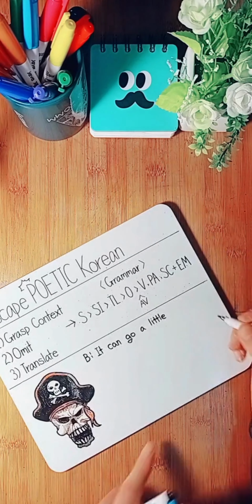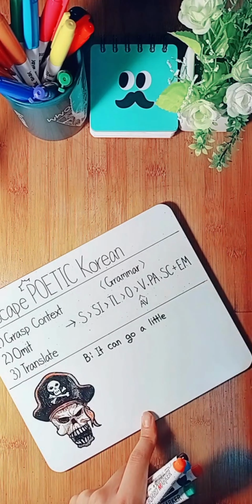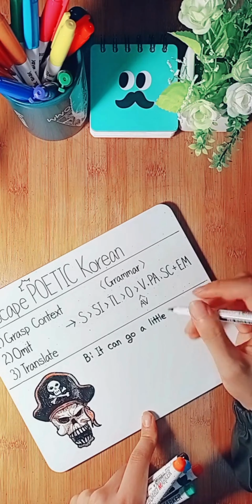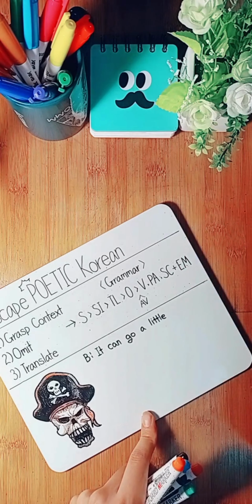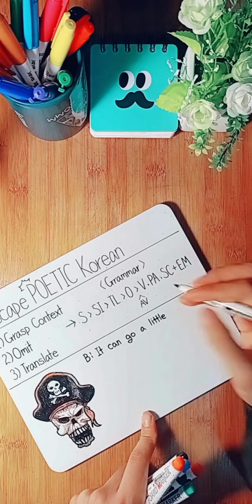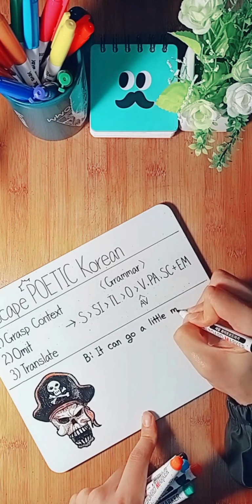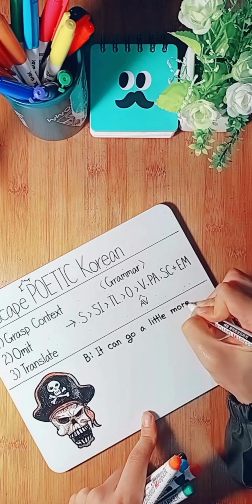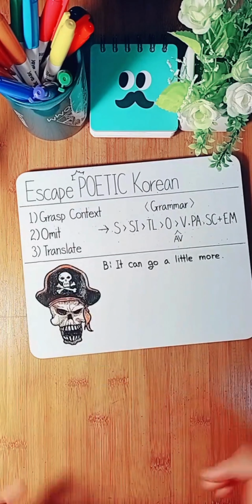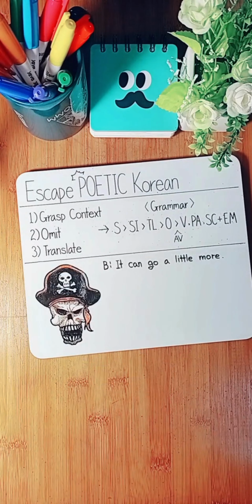So A and B have different views on how serious the damage is. A thinks that, no, we have to stop right this moment. B says, it can go a little more. We can make it to the next island, which we have a little bit of more information on.